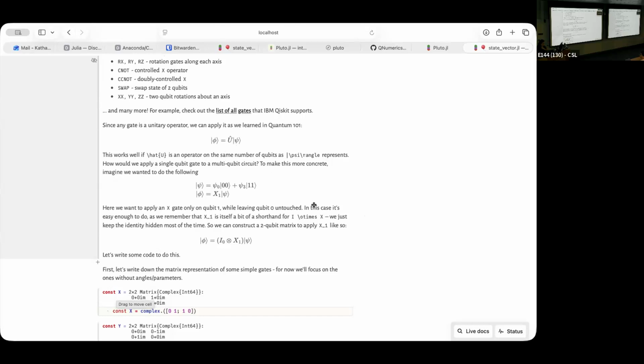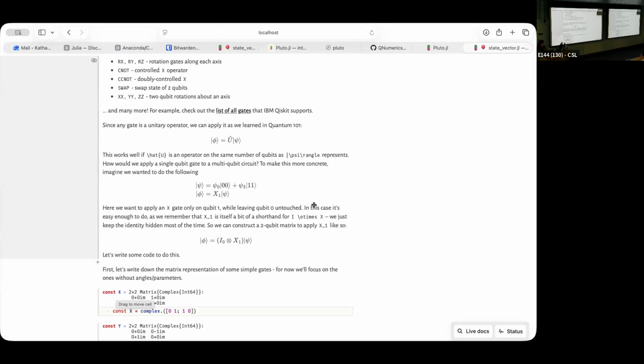So if U is an operator on the same number of qubits that are spanned by psi, this is pretty simple. It's just a matrix vector multiplication. Hopefully we all remember vaguely how to do matrix vector multiplication.